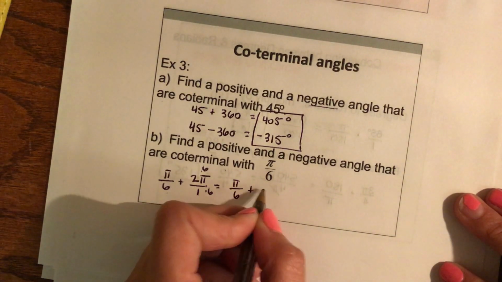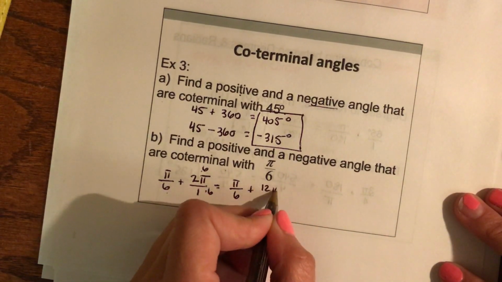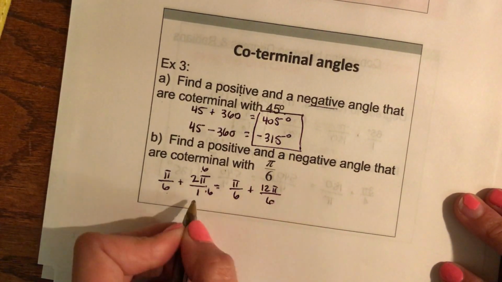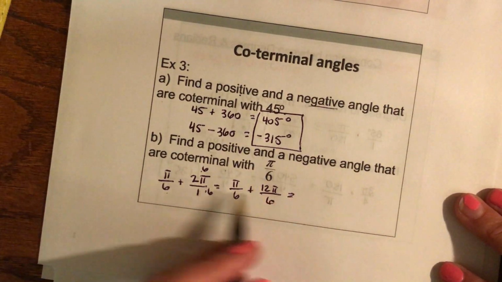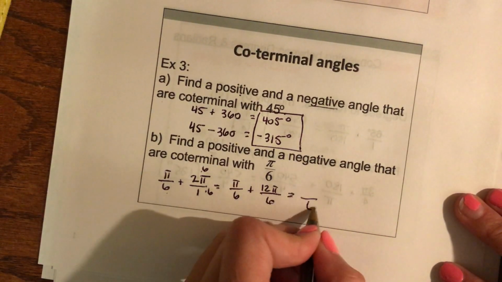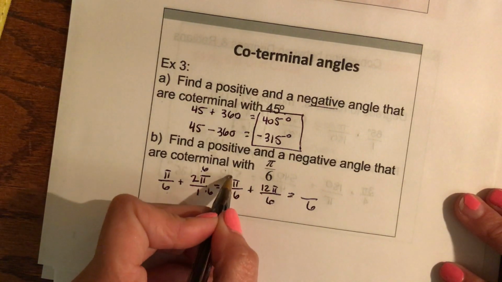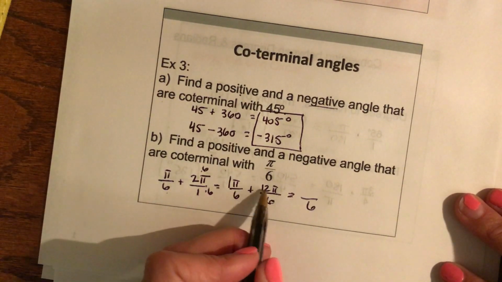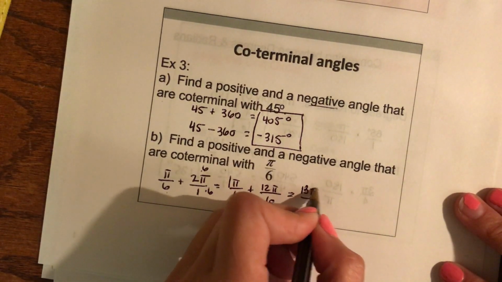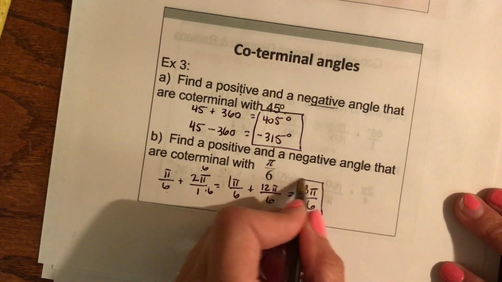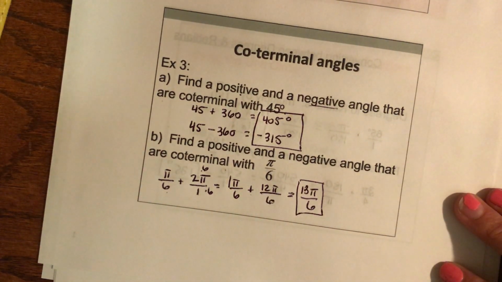Okay? And so what this will look like, 2 times 6 is 12 pi over 1 times 6 is 6, right? And then we're going to add across while keeping our denominator the same, right? Now this is a 1 pi. 1 pi plus 12 pi gives us our 13 pi over 6. And that is a positive coterminal angle with pi over 6, okay?